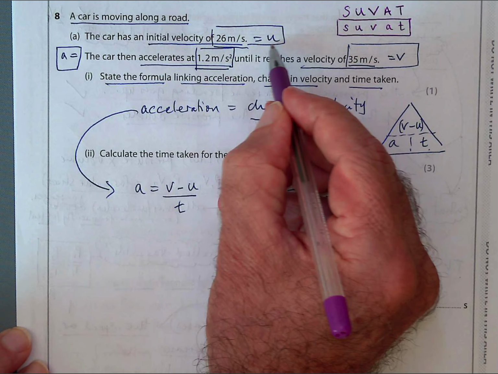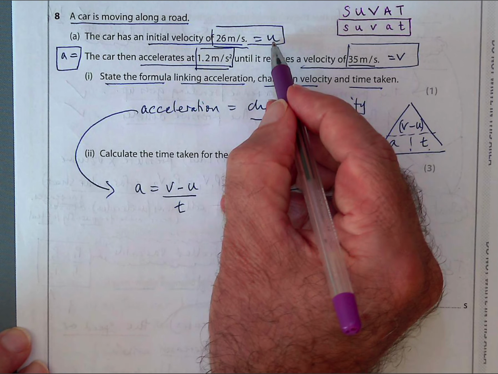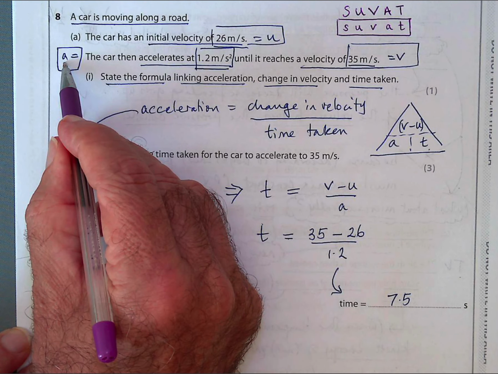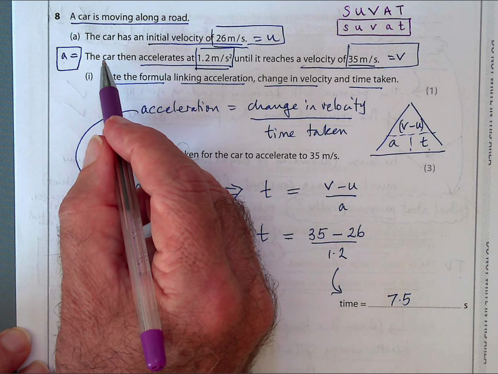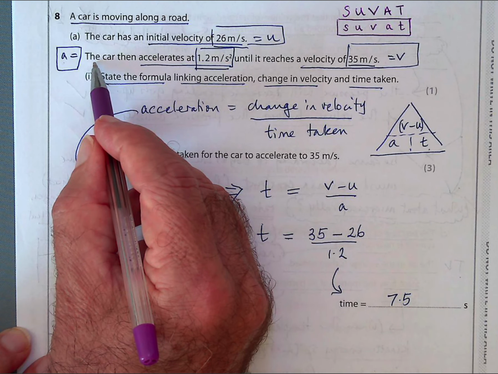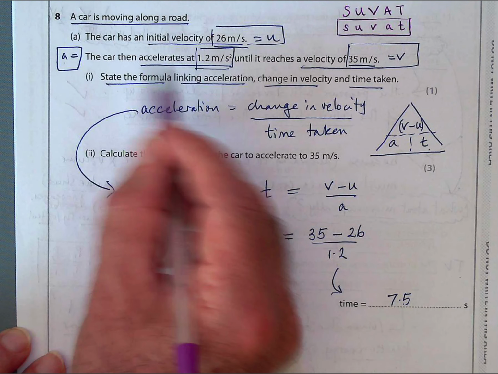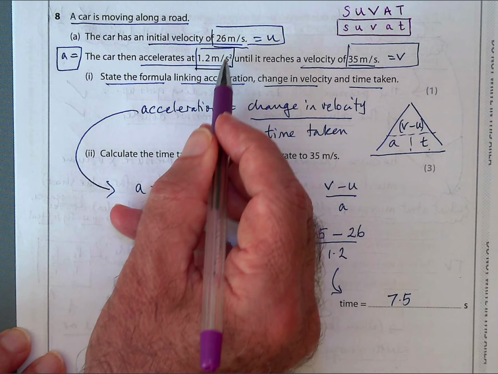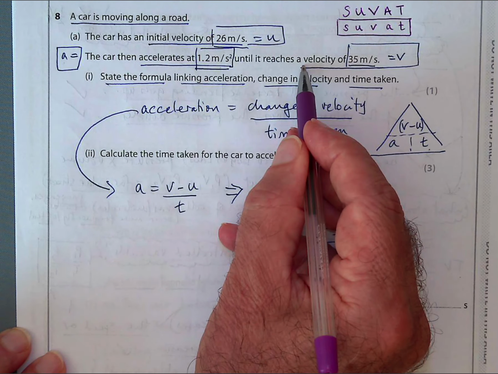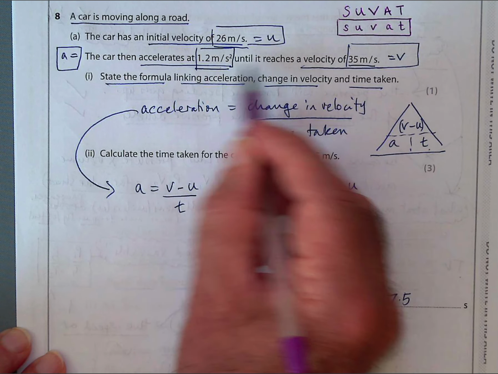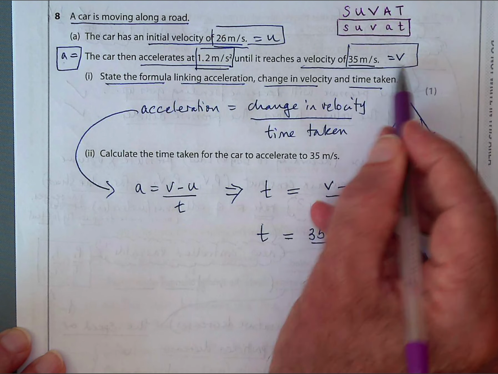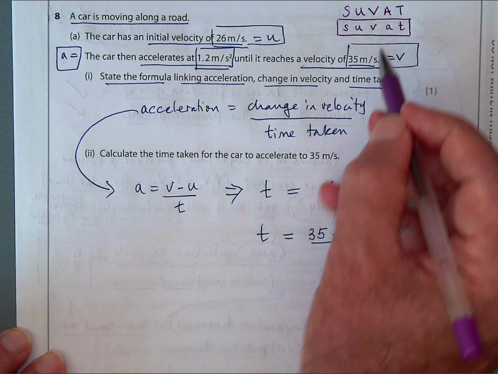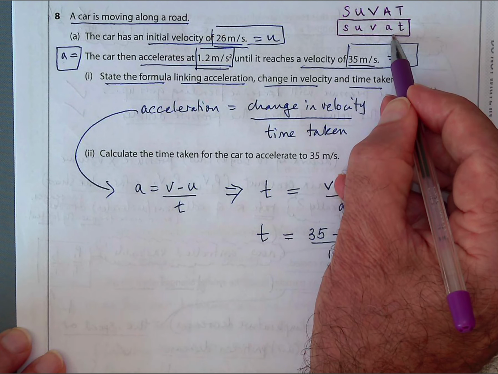So they've given us the initial velocity: u is 26 meters per second. It then tells us something about the acceleration. So you see, when I'm actively reading, I'm writing down what I need to know mathematically. The car then accelerates, a equals 1.2 meters per second squared, until it reaches a velocity. That means it increases velocity to a final velocity, v, of 35 meters per second. So I'm using v, u, and a so far.